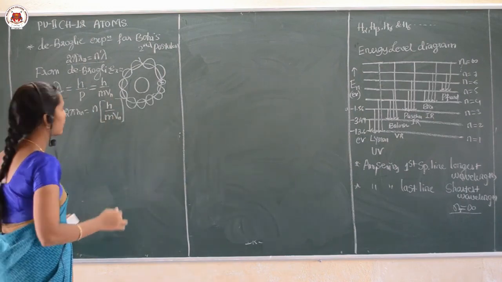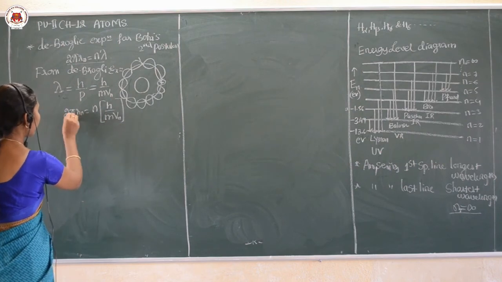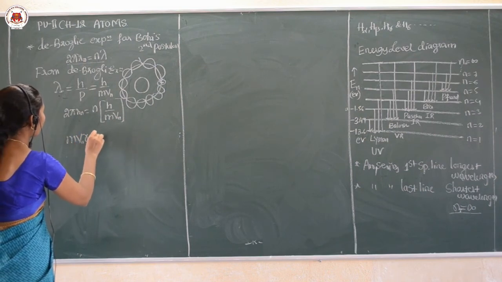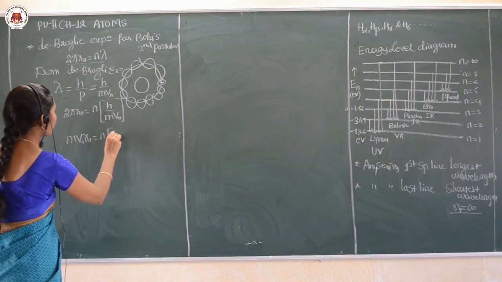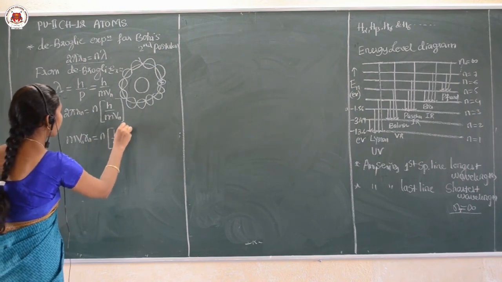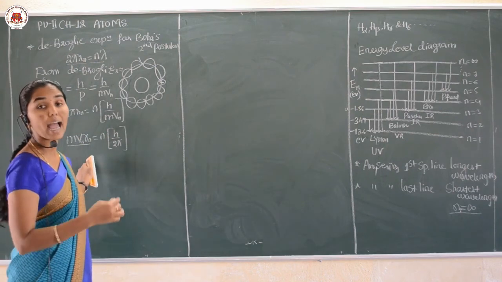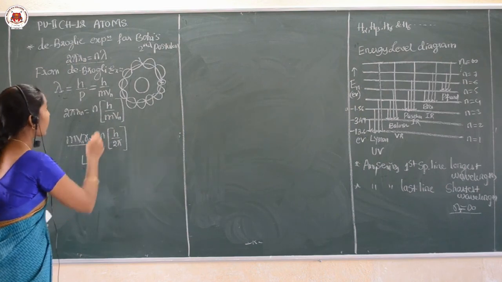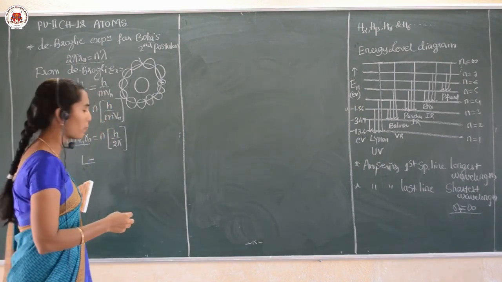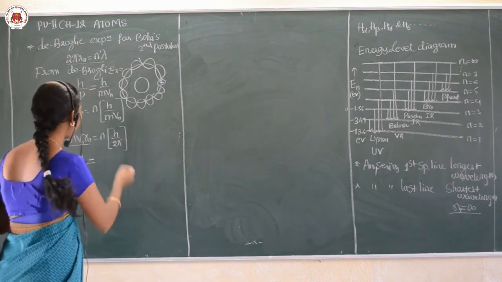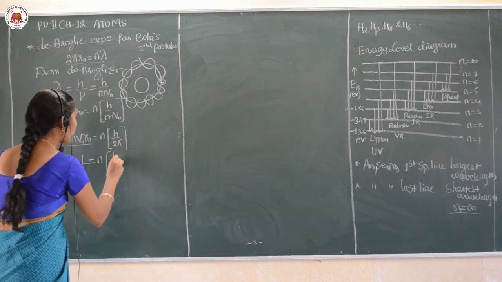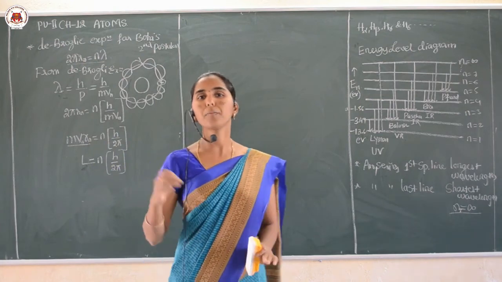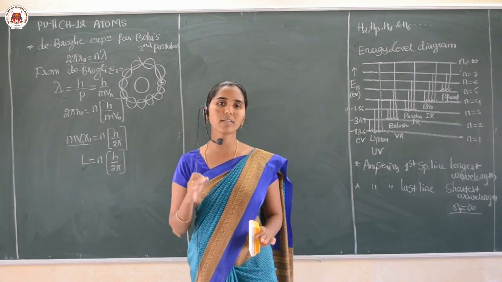Just rearrange the terms here: take mVn and 2 pi. Then mVn Rn is equal to n, keep as it is, h upon 2 pi. See, dear students, this is nothing but the angular momentum. Yes, what Bohr's second postulate states is that the angular momentum of an electron in the nth orbit is equal to an integral multiple of h upon 2 pi. Am I clear? Yes, this is de Broglie's explanation for Bohr's second postulate.